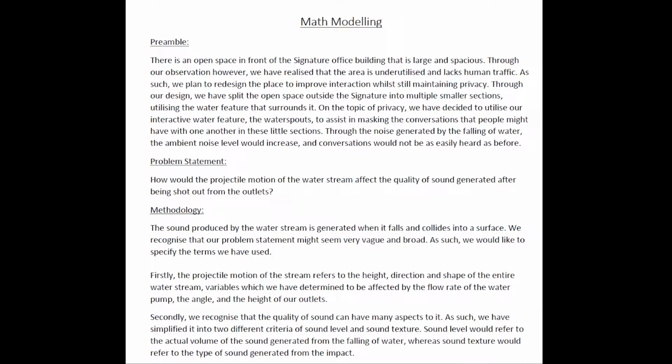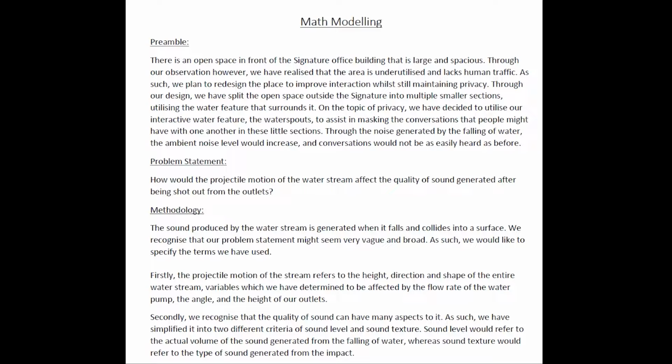So today I'll be talking about the math modeling section for our design thinking and innovation project. Basically, we have identified an open space outside of the Signature that is large and spacious. However, in our observations, we realized that the area is actually underutilized and lacks a lot of human traffic, in spite of all the amount of office workers that go to work at the Signature on a daily basis. This open area barely receives any attention.